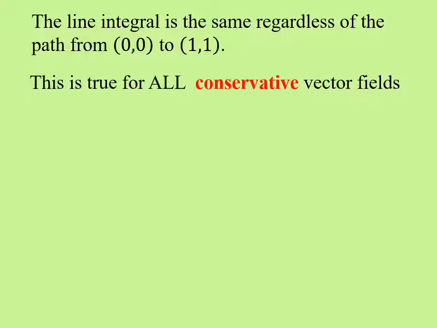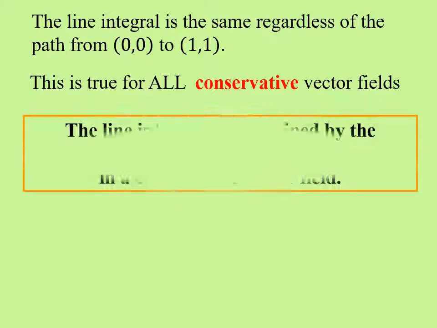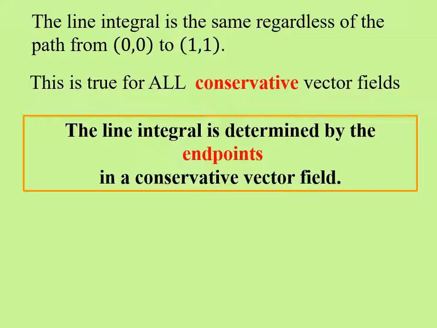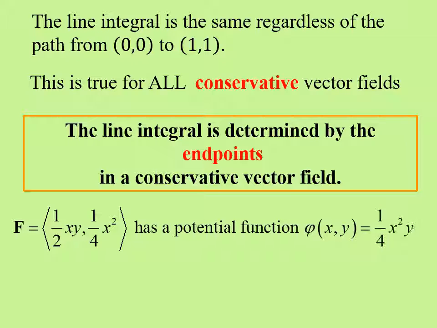That would be if it is conservative. So only when we have a conservative vector field do we get the same line integral regardless of the path. Hence the term conservative. Now, the interesting thing is that this leads us to another important idea, and that is the only thing we need to evaluate the line integral in a conservative vector field are the endpoints.